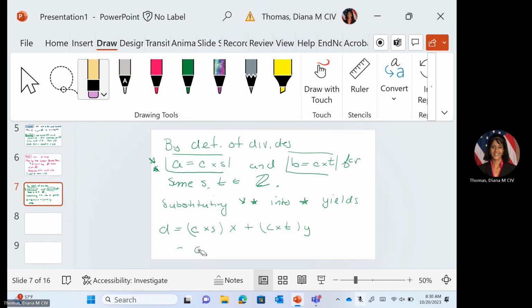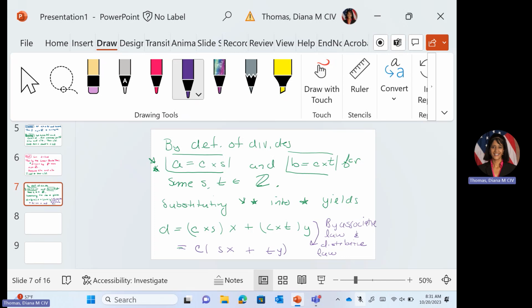What do you feel like doing? Just like autopilot from taking years of high school math, you feel like taking that C out, factoring it just for no reason. By the associative and distributive law, which allows me to factor that C out, then I'm done because Sx plus Ty is just another integer. And by definition of divides, C divides D.